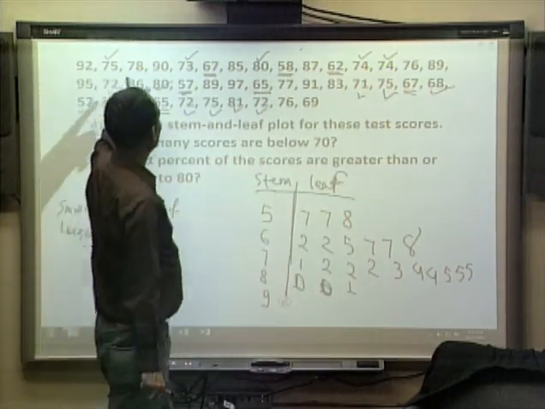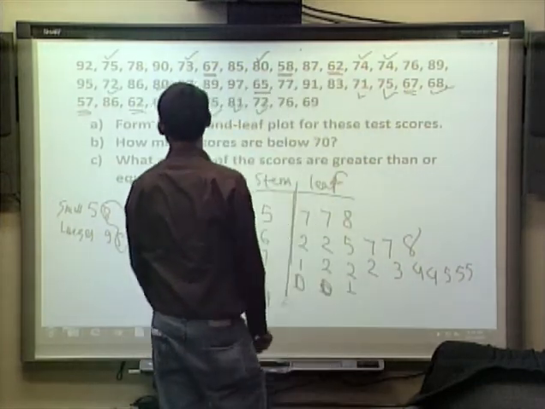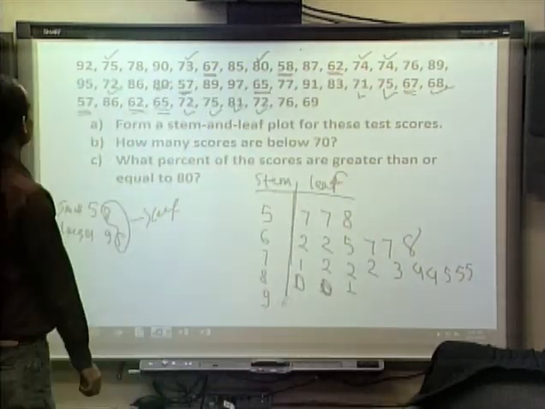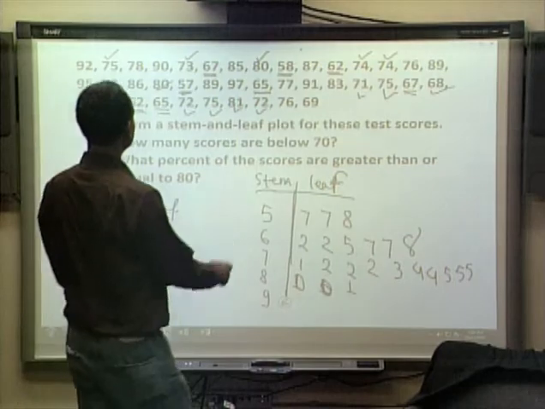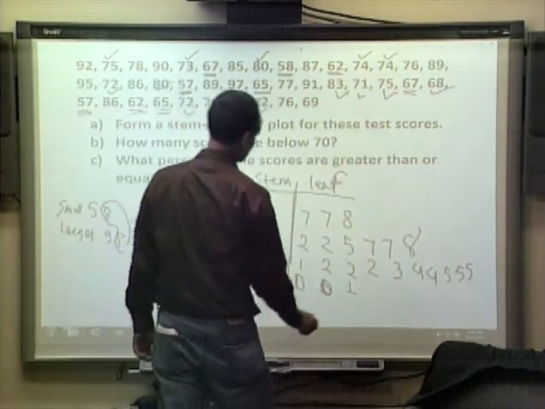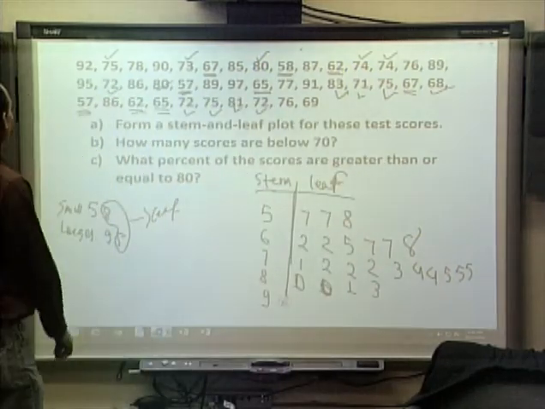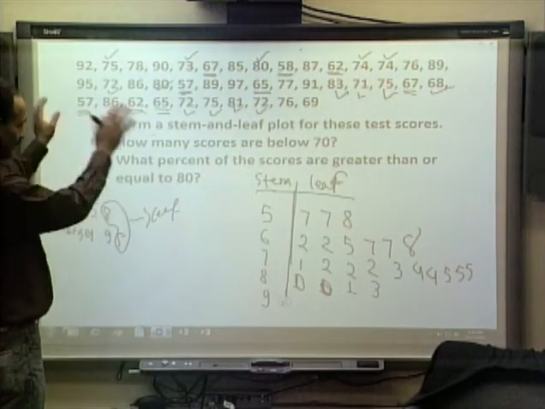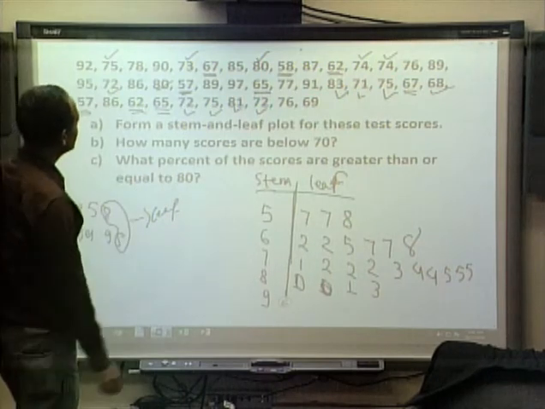82, 82. I don't see any more. So 83, 83 is here. And where else? Nowhere else. 83. That's all I can see. If we find something later on, we'll put it in. There is 83.